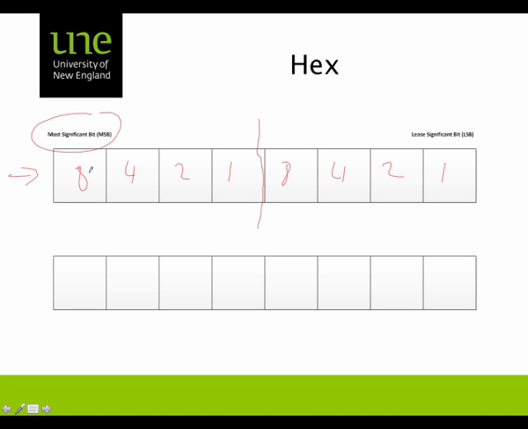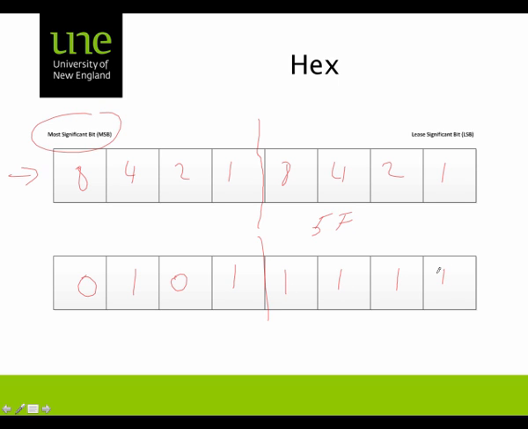So to represent 5F in hex, we simply go, what do I need for a 5 on our most significant hex value? Need a 1 and a 4, zeros everywhere else. And for F, we need 15, which is all that filled up.